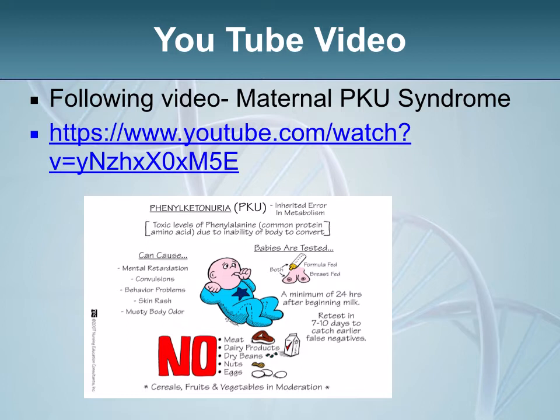The diet for the baby, or for mom if mom is affected, as it says in the small picture I have posted here, is no meat, dairy, dry beans, nuts, and eggs. They also have phenylalanine-free formulas for babies. NCLEX is very fond of PKU, so I would ask you to go and watch this YouTube video, and you should know this picture very well. In the newborn screening, within the first 24 hours after birth, babies are tested to see if they have this problem or not.